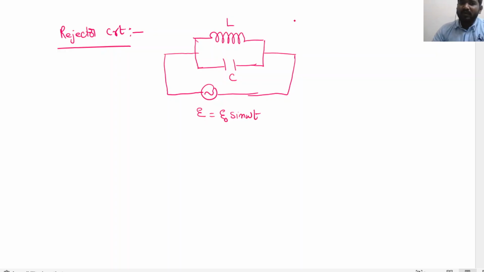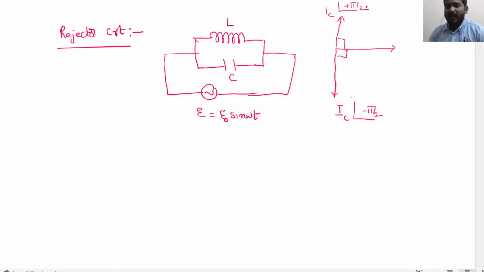Now, for the current through the inductor, in the phasor diagram, the EMF is your reference phasor, and the current through the inductor has a negative phase, that is I_L. The current through the capacitor has a positive phase, that is I_C. Now if the current through the inductor equals the current through the capacitor, the net current across the circuit equals 0. Such a state is called the resonance state, and such a circuit is called a rejector circuit.